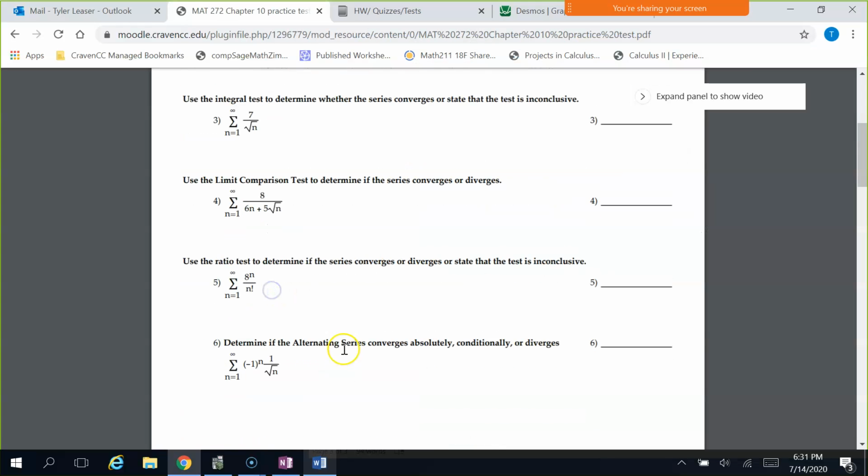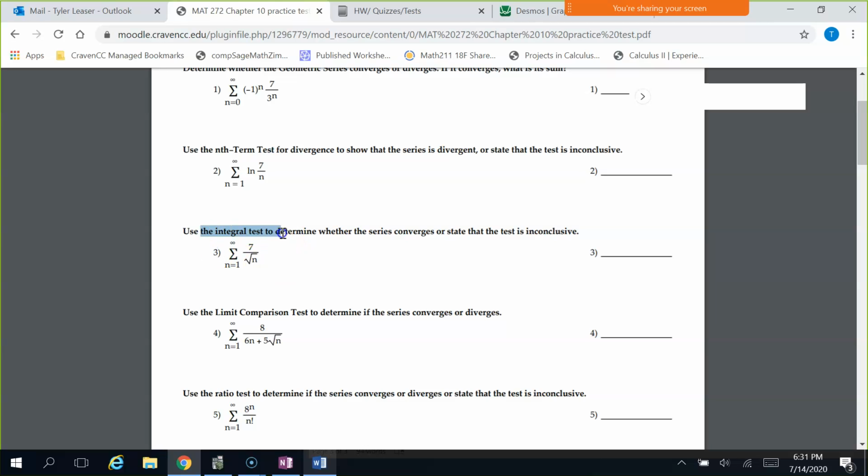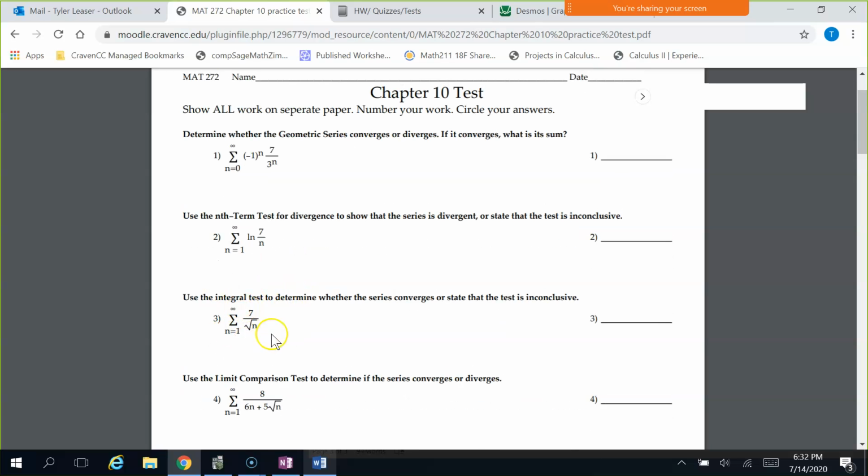I think that was it for section 3. Was the integral test section 3? I think it was. All you do is the integral for this one. So just try to do the integral. If the integral converges, great, then this converges. If the integral diverges, then great, this diverges.